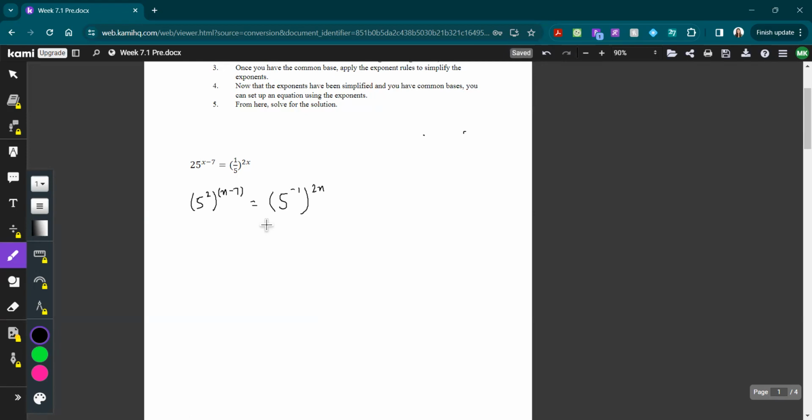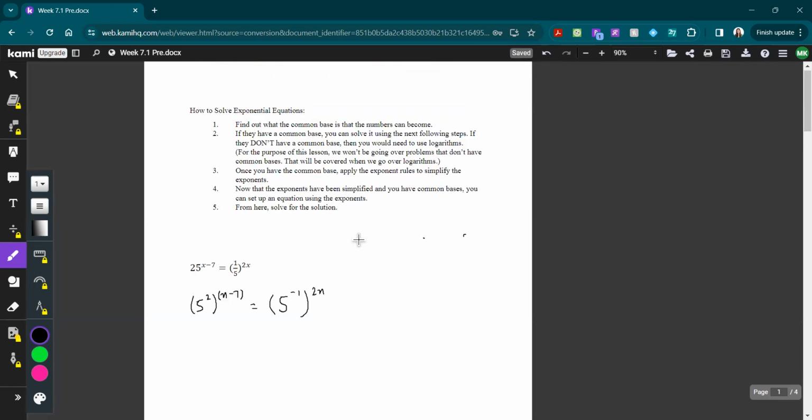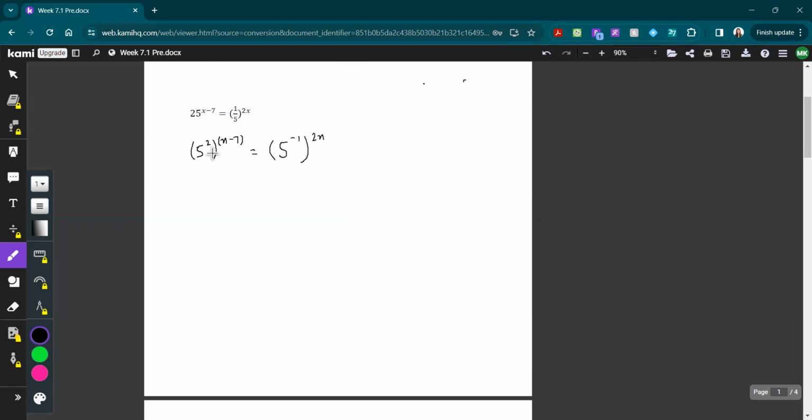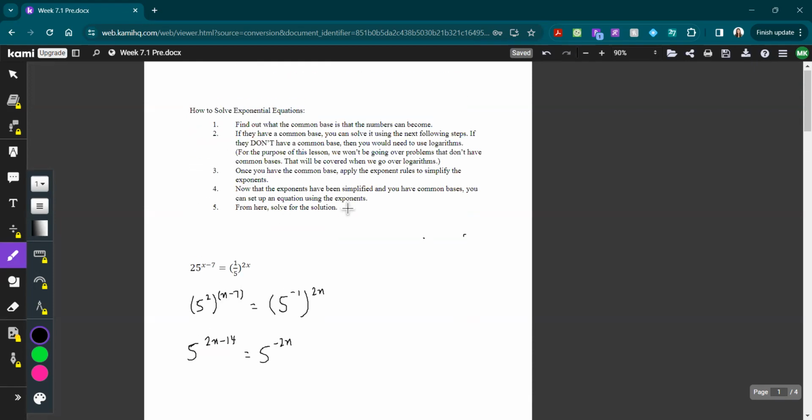Okay, now the next thing we need to do, as you saw in the steps earlier, is when you have a common base, apply the exponent rules. Because you have a term that's being raised to a power further, you are going to multiply the exponents. Nothing happens to the bases, you're only doing this to the exponents. So you have 2 times x and 2 times -7, which gives you 2x minus 14 equals 5. And then same thing, -1 times 2x gives you -2x. Great.